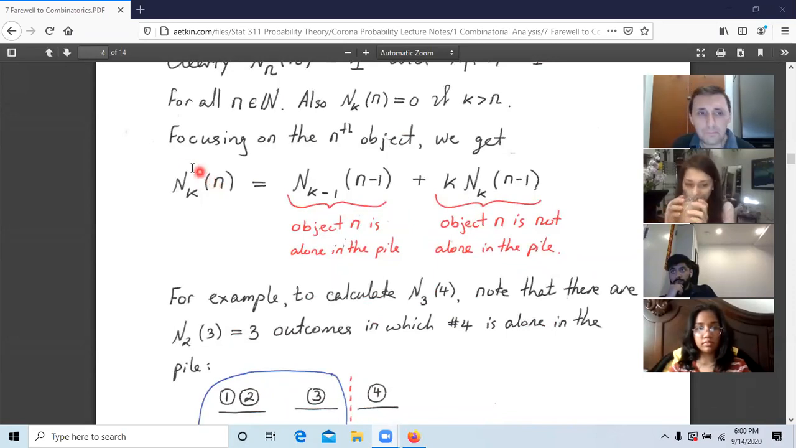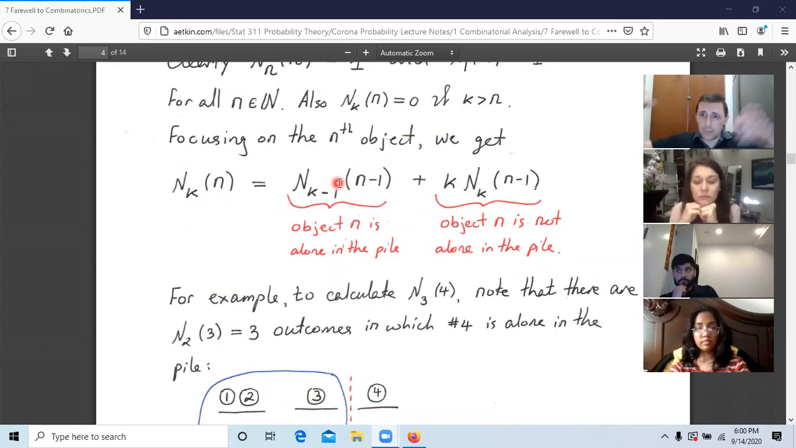The number of ways to partition into k files is n sub k minus one of n minus one if object n is separate. It's basically if object n is separate, it means it is the one making the last file. Or if object n is contained with some other object, then we have n sub k of n minus 1, and we multiply it by k. That's when the object is not alone in the pile.